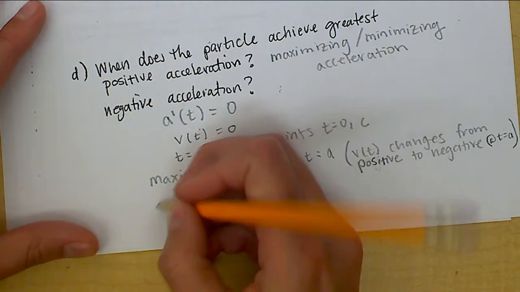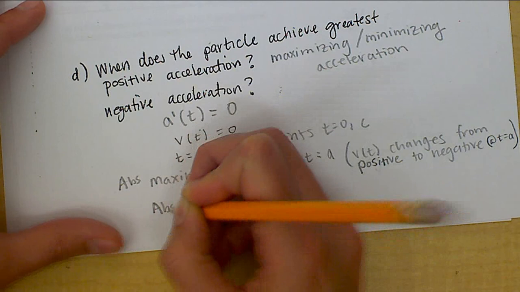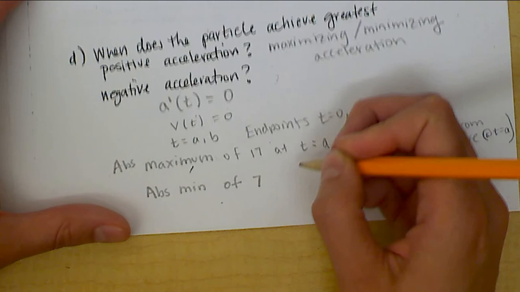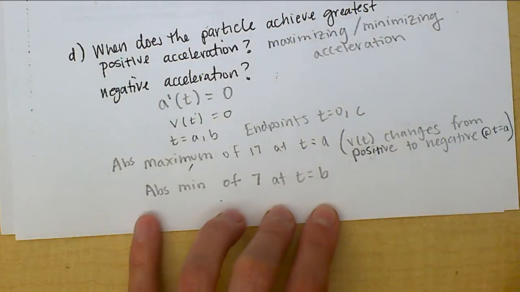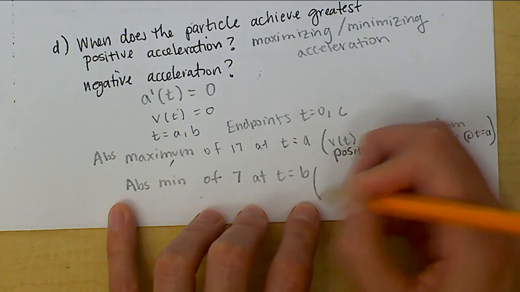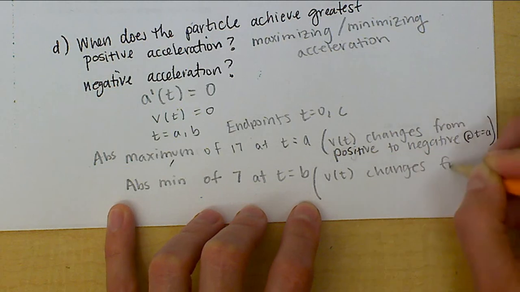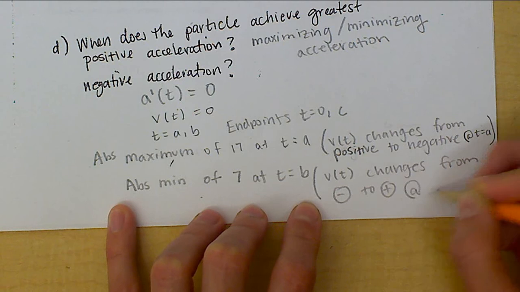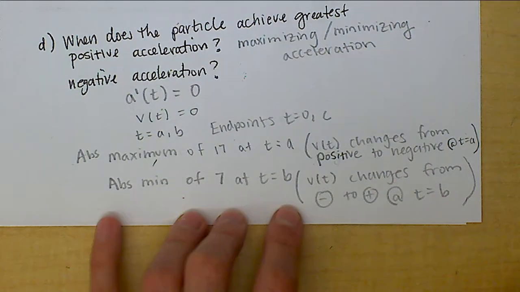So we would say, and I'm going to write absolute, the absolute minimum of 7 at t equals B. And you could follow up with v of t changes from negative to positive at t equals B. Cool problem.